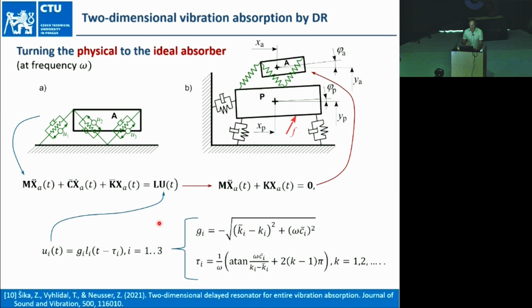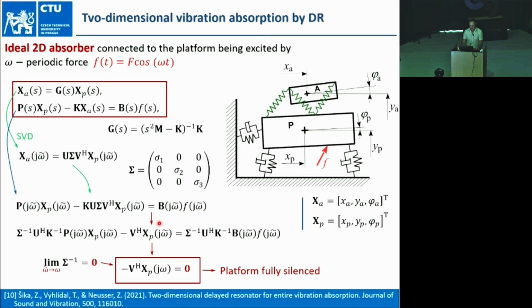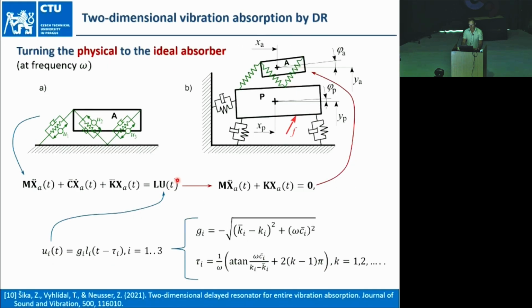Okay, so once we assume that we already have the absorber which can potentially be unifrequency, what we need to do is to just tune the current absorber, which is not ideal. It has stiffnesses which don't have to be ideal, and it has some damping. So we need to turn it to that ideal vibration absorber.